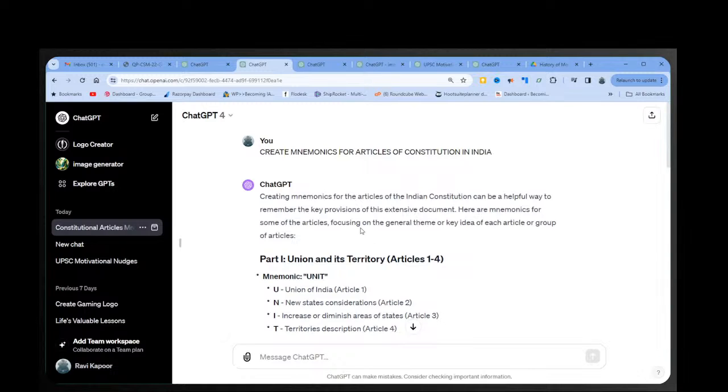So I gave it a very simple prompt. है ना, मैंने इसको बहुत simple prompt दिया है कि create mnemonics for the articles of the Constitution.